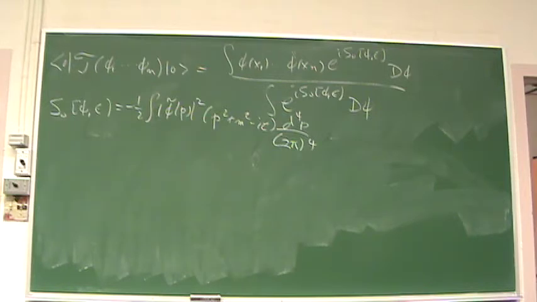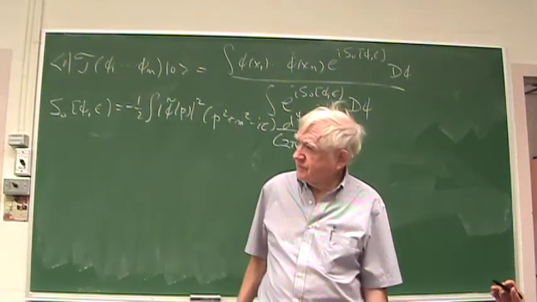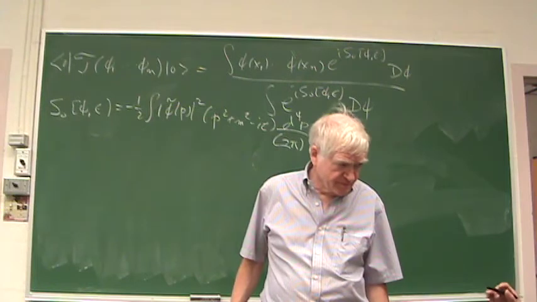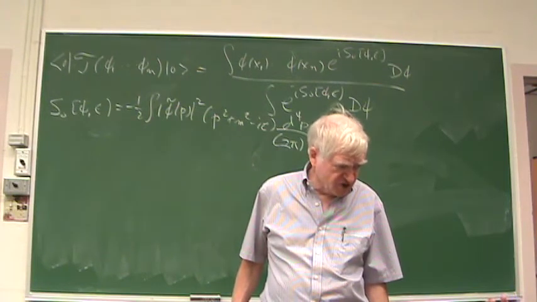So let's see, we had a lot of derivation there. Is there a question? So what causes the change in the action? Say it again. So you have the ground state action, and you have to change the action. So what causes the change? Why is there a change in the action?